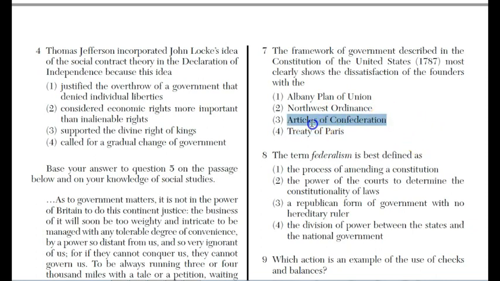Ah, the Articles of Confederation. Remember the Articles of Confederation? That was the form of government that didn't work. There was no president in the Articles of Confederation. There was no court system. There was just a Congress. And basically, the Congress had to be unanimous about everything to get anything done. It didn't work. It was a disaster.